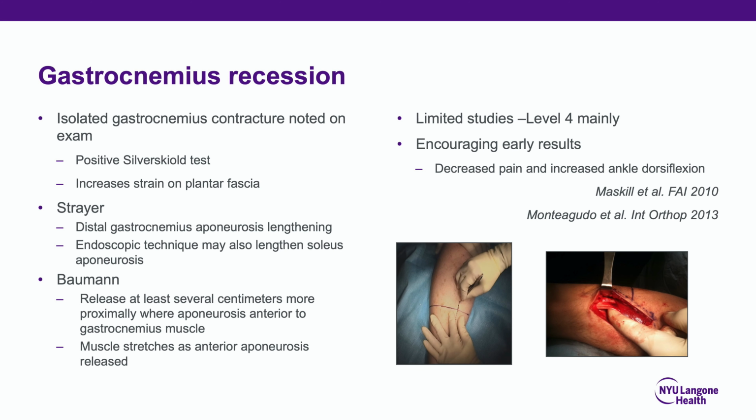Gastroc recession can be considered in patients with an isolated gastroc contracture noted on exam. This is indicated by the positive Silfverskiöld test. A tight gastroc increases strain on the plantar fascia. The most common techniques include a Strayer, which is more distal, and a Baumann, which is more proximal. There are limited studies, mostly level 4 support. There are encouraging early results showing decreased pain and increased ankle dorsiflexion.